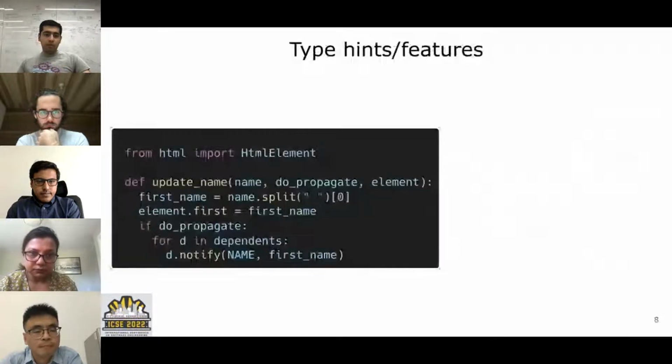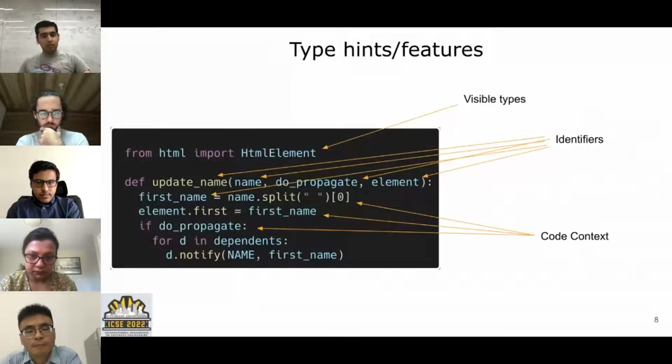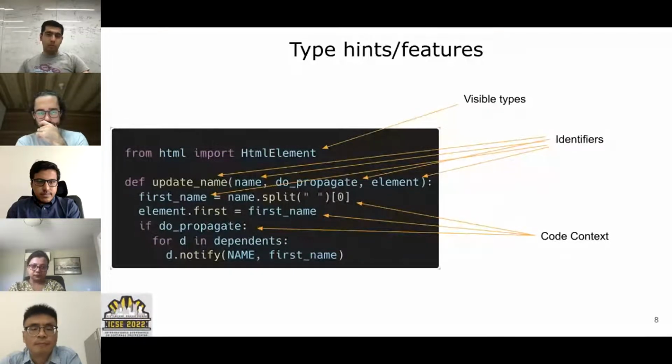I have one code snippet here to explain the type hints, or features, that we extract for the task of type inference. Visible type hints are basically extracted from import statements and their transitive dependencies from Python files. And identifiers are basically the names of the function, parameters, and also variable names. And also we consider code context as a hint, which is basically the usage of parameters and variables inside the function body, as shown in this code snippet.